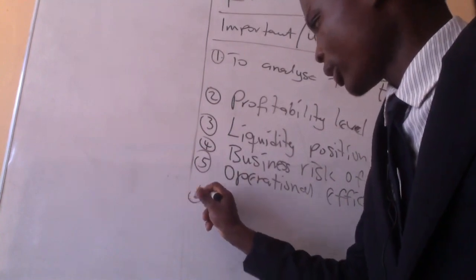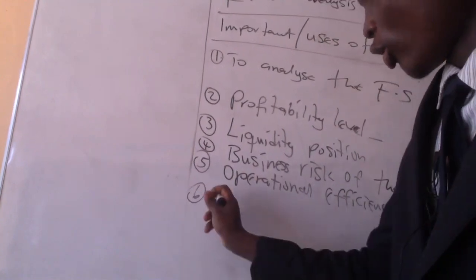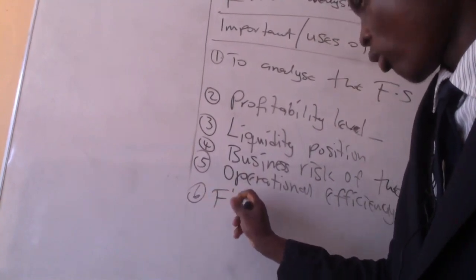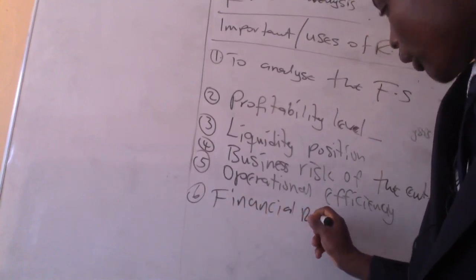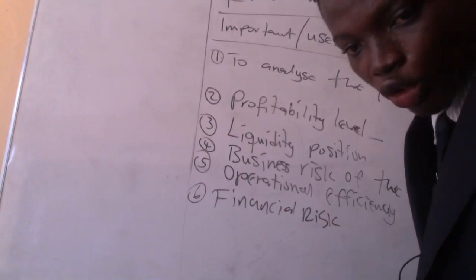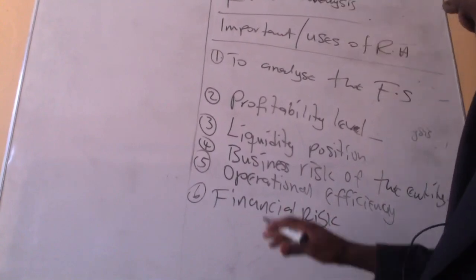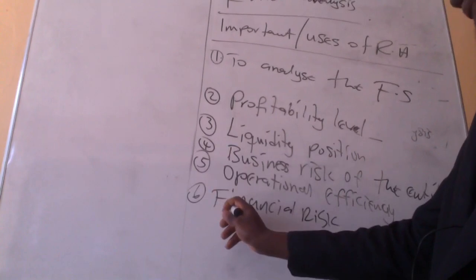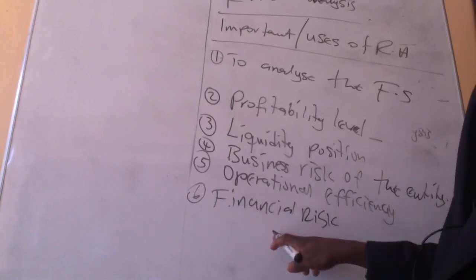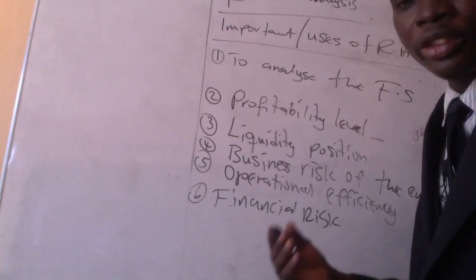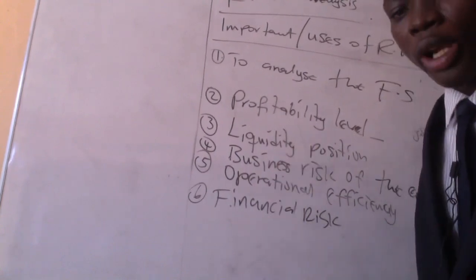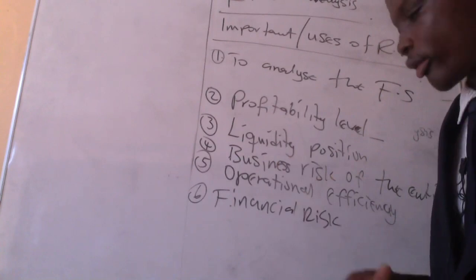Let me add one to it. To also know the financial risks. Wow. Financial risks of the organization. So we have the business risks and financial risks. Financial risk talks about the debt, risks associated with the debt. So debt to equity ratio, gearing, interest cover, all of them will help you to know your financial risks.